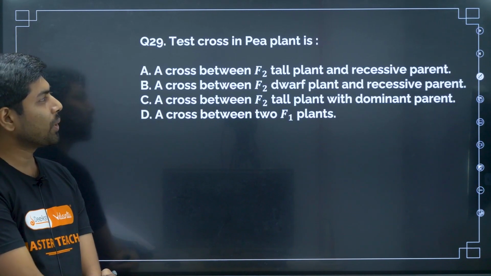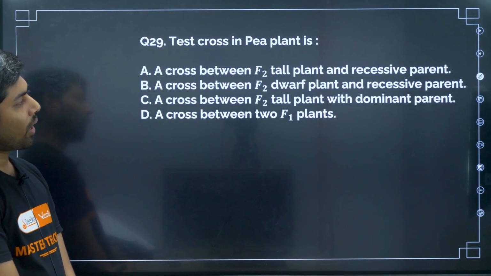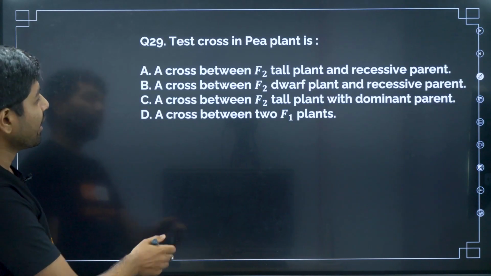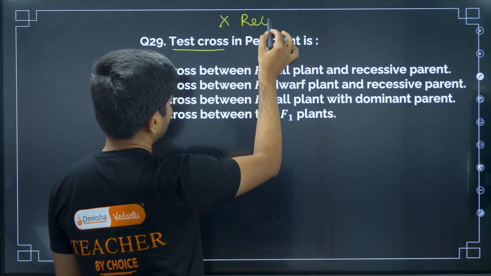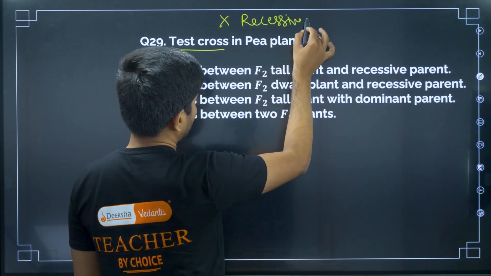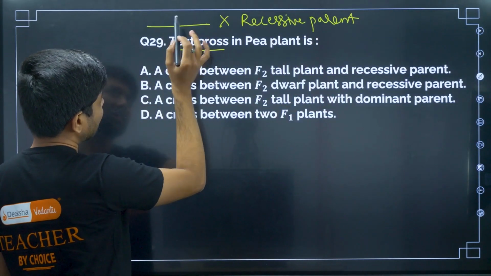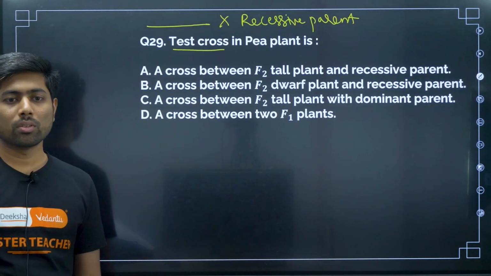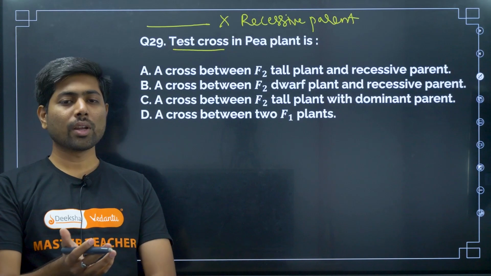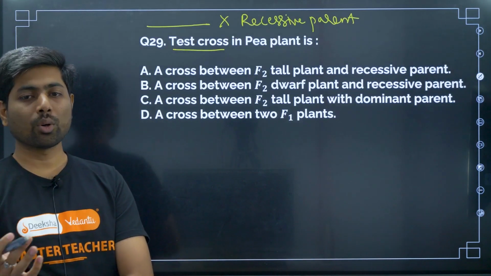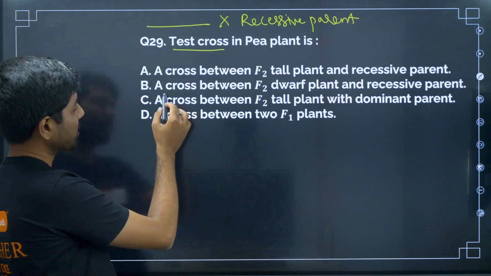29. A test cross in pea plant is what, right? A cross between F2 tall plant and a recessive parent, right? Test cross, we know it is always with a recessive parent. But what is this? This is of the unknown phenotype, or the unknown genotype, right? You know the phenotype, but you don't know the genotype. Now, for example, here look at option A.